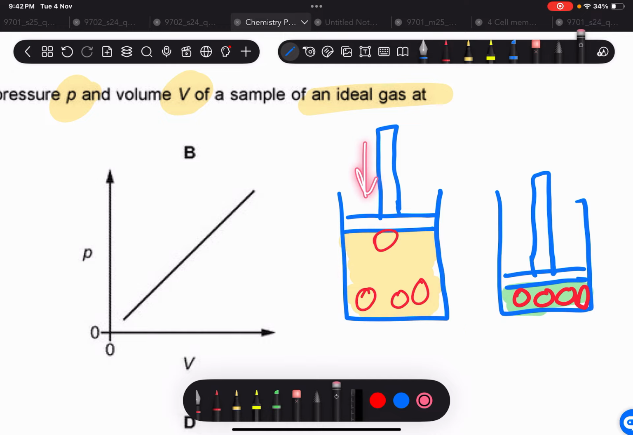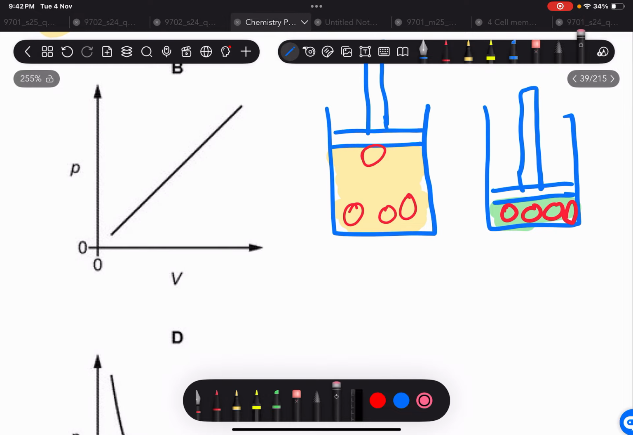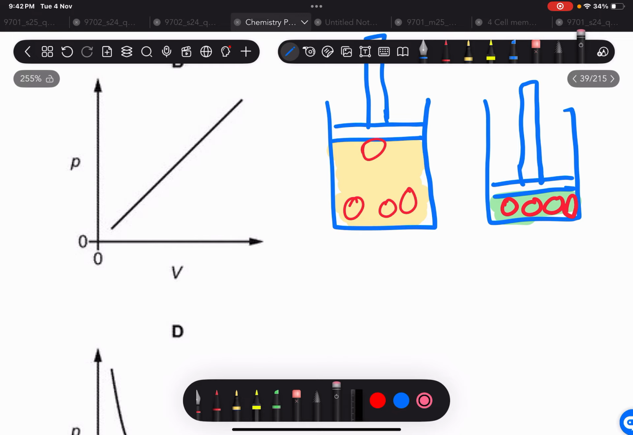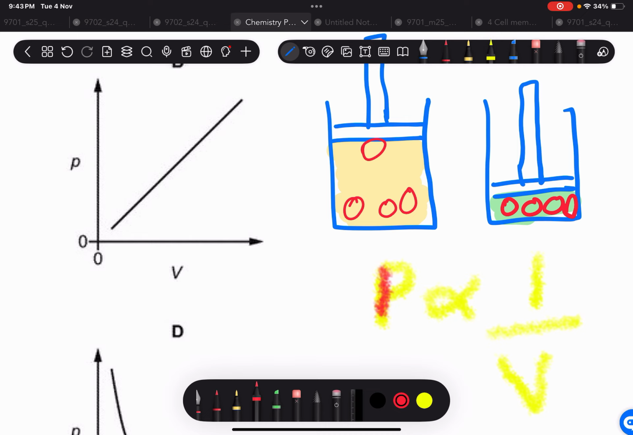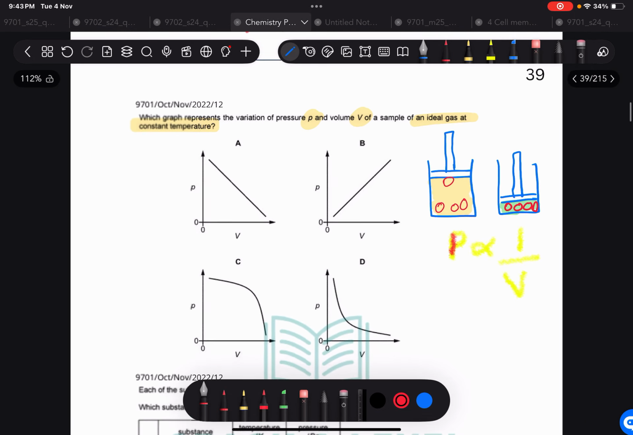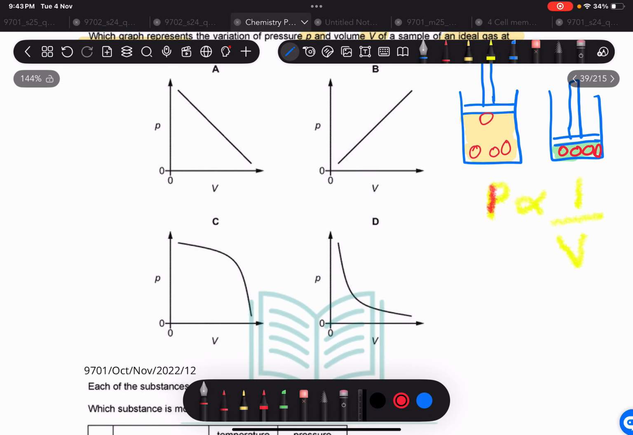I applied pressure from the top, my pressure increased, my volume decreased. So when I increase the pressure, the volume decreases. So I know that there's an inverse relation between my pressure and volume. Pressure is going to be inversely proportional to volume. So it's C for graph D, which shows inverse relation.